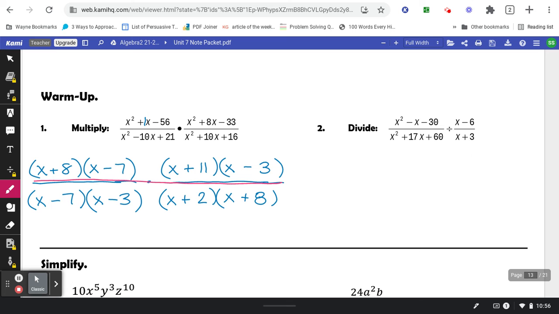And you can cancel anything in the numerator with anything in the denominator. X plus 8 cancels with x plus 8. X minus 3, x minus 3. X minus 7, x minus 7. Leaving us a final answer of x plus 11 over x plus 2.